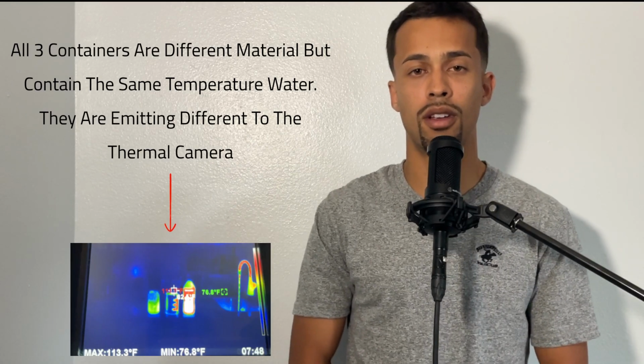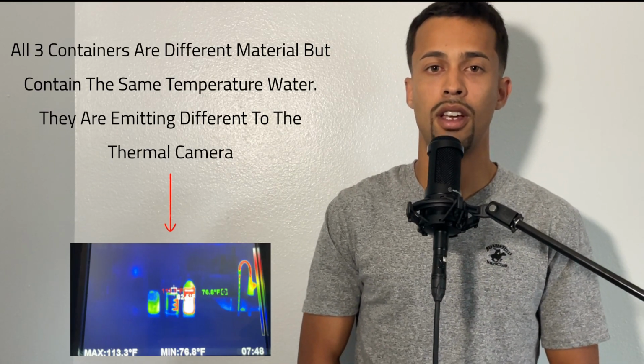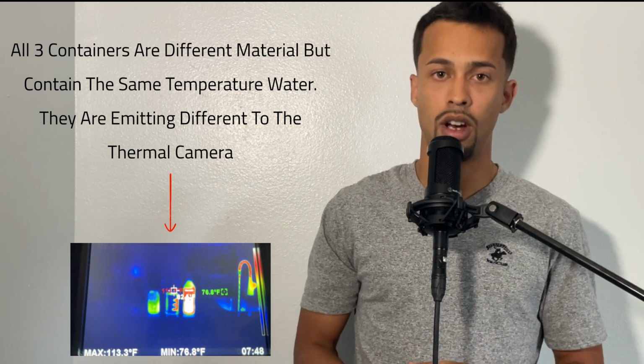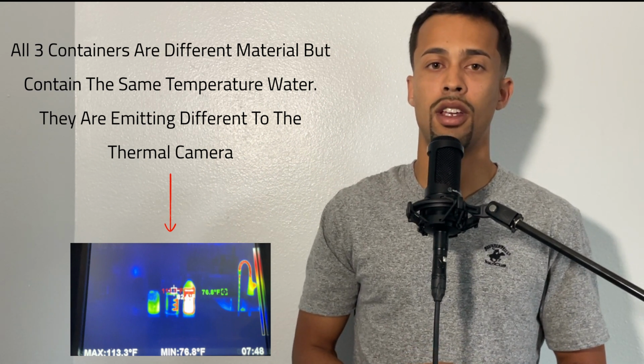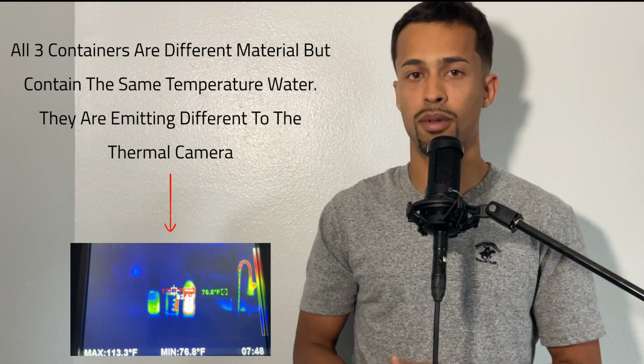Let's sum up what we learned today. Emissivity is the ratio of heat radiated from that type of object. You can have different types of materials, from aluminum to brick, non-metal, metal, and the ratio of the amount of heat that it can emit to the thermal camera will vary.